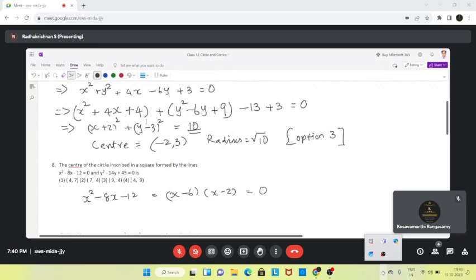I think I made a mistake in the problem. One minute, I'm checking the problem. Square minus 8x minus 12. Actually, it should be plus 12. So I think this is given wrongly.